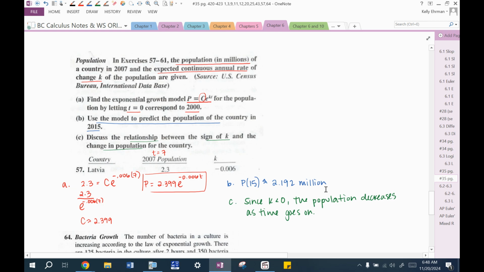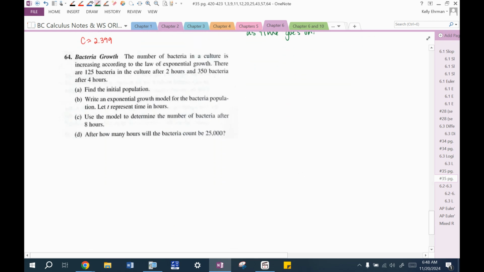All right. What about this bacteria growth problem? This one says the number of bacteria in a culture is increasing according to the law of exponential growth. There are 125 bacteria in the culture after 2 hours and 350 bacteria in the culture after 4 hours. So we have a couple of ordered pairs, (2, 125) and (4, 350). Find the initial population. To get the initial population, I need to have a model first. I guess they asked me to write the model next, so I'm going to go ahead and find the model.